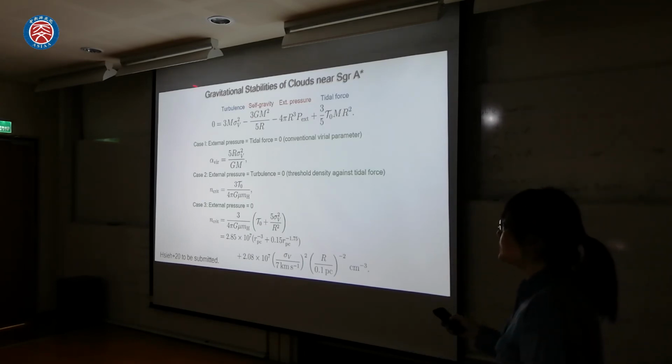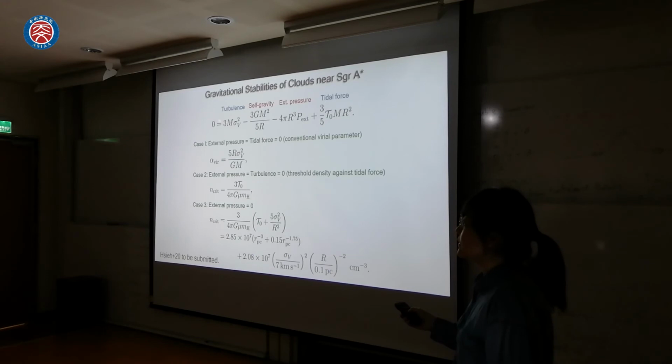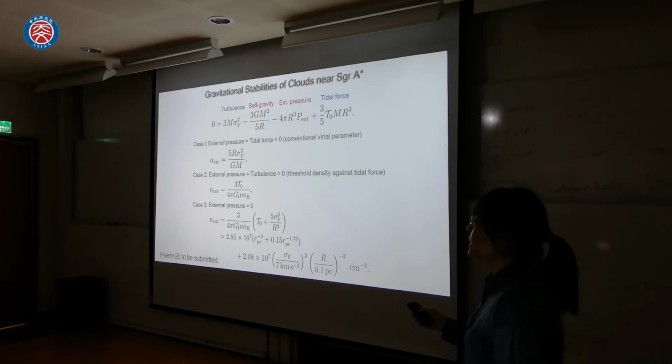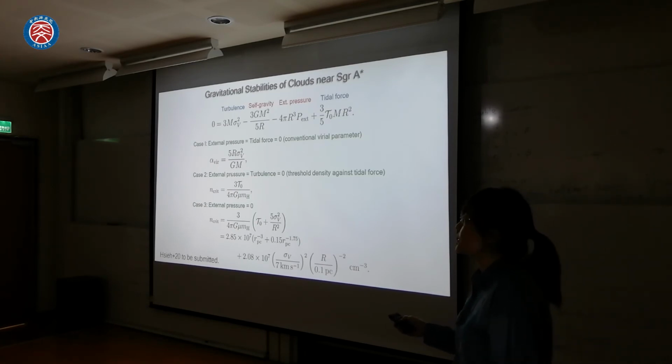To analyze the gravitational stability of the clouds near Sgr A*, we use the theory for ionized gas. We consider turbulence, self-gravity, external pressure, and tidal forces in this region. Self-gravity and external pressure are able to hold the gas, but turbulence and tidal force tend to disperse the gas. There are 3 cases. For case 1, if there's no external pressure or tidal force, then we have a very general virial parameter to evaluate the relative importance of kinetic and gravitational energy.